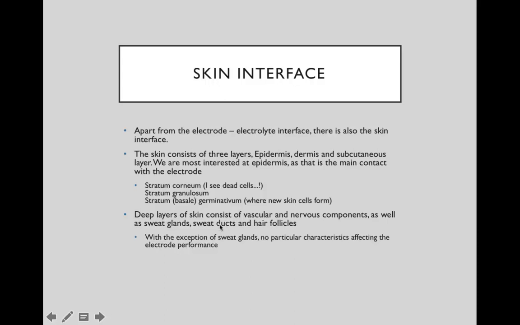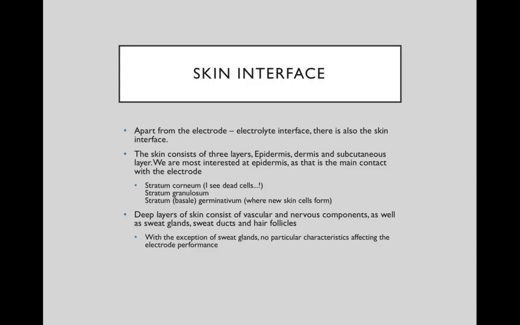There are also, within deep layers of skin, some vascular components and some nerves, as well as sweat glands and sweat ducts and hair follicles. So with the exception of sweat glands, we don't really have any particular characteristics that affect electrode performance. Hair can be an issue.